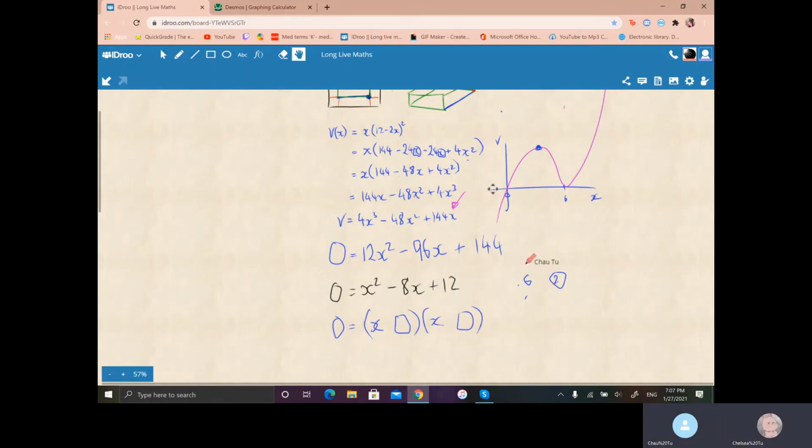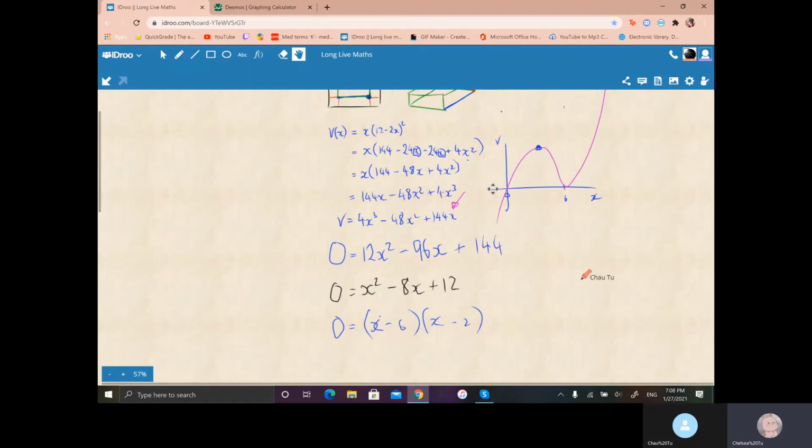Plus 6, minus 2, minus 2. Okay, let's multiply this out. Will it give you negative 8? Wait, no. Minus 6 minus 2. Yeah, it has to be a minus and a minus in order to create a negative 8. Can you see that? So to factorize this is that. Okay, now what?